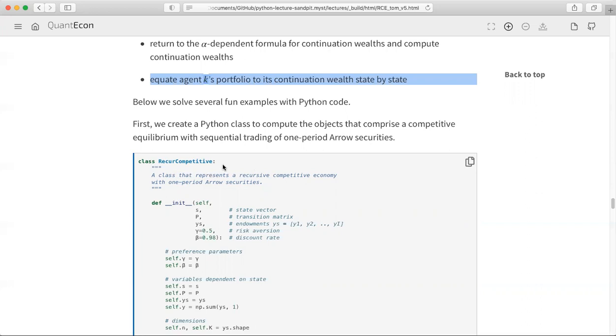And this class is going to have the inputs that I told you about above. What are the inputs? It's going to be a state vector, a transition matrix, and a list of endowments. These are the endowments for everybody in the economy.